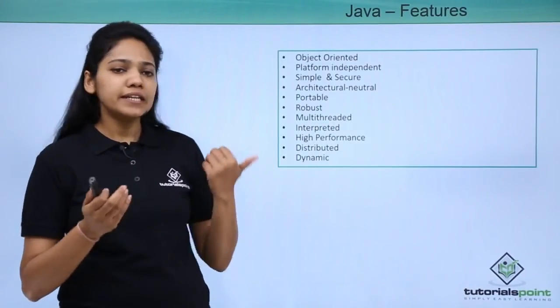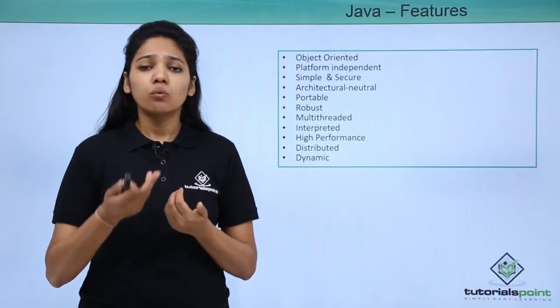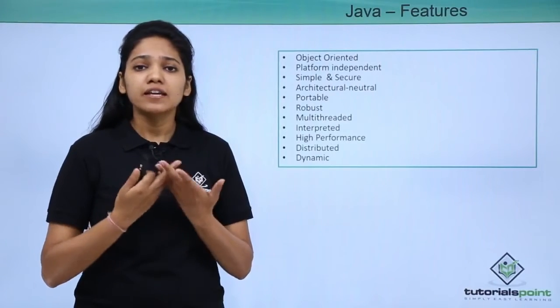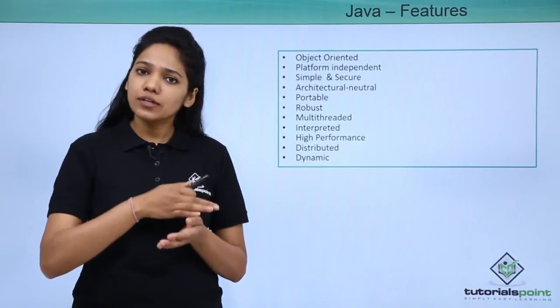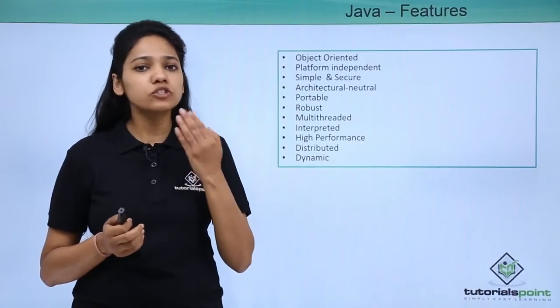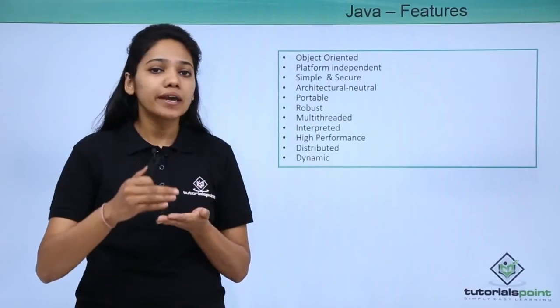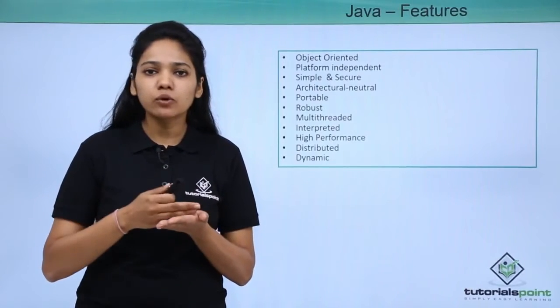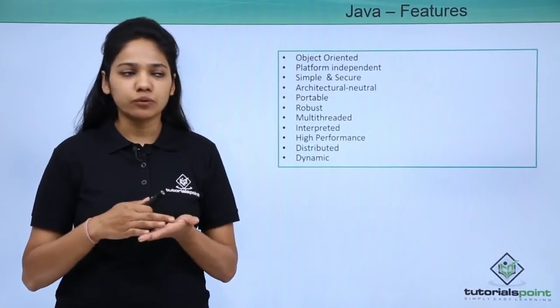The next features are interpreted and high performance. Why do you think using Java gives high performance? Other traditional interpreters take much more time than Java. Why? Because Java bytecode is near to the native code.